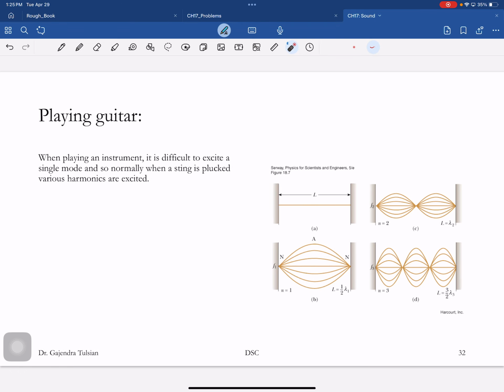Yes, so when playing an instrument, it's difficult to excite a single mode. So normally when a string is plucked, various harmonics are excited. When you pluck a string, a mixture of all these guys are excited.